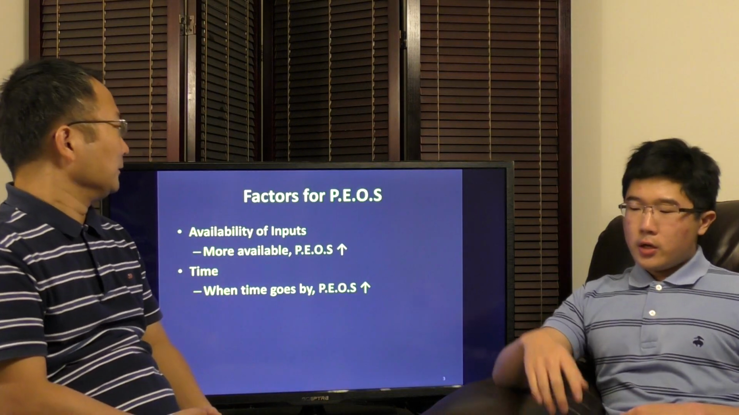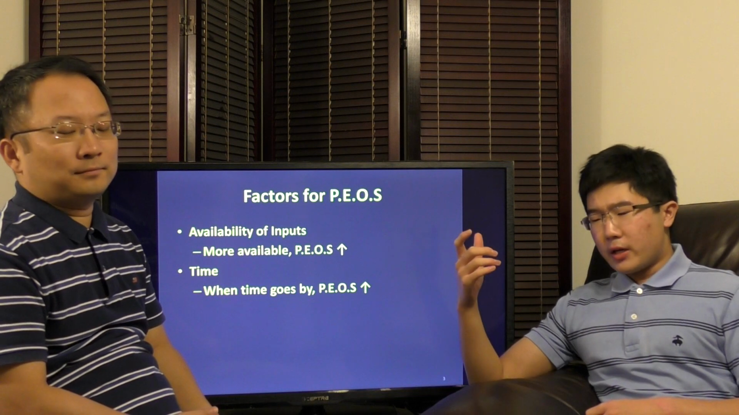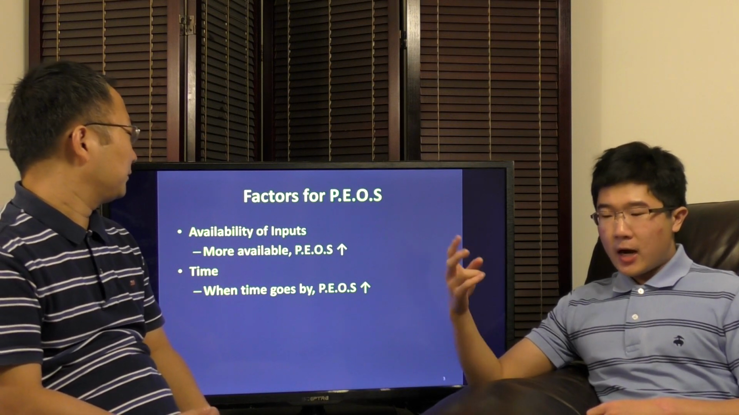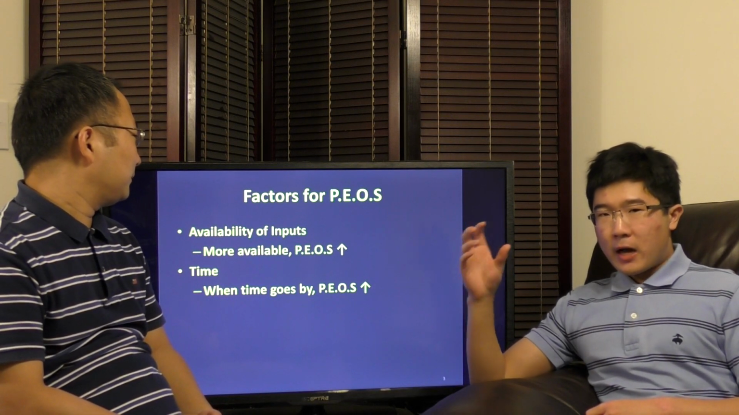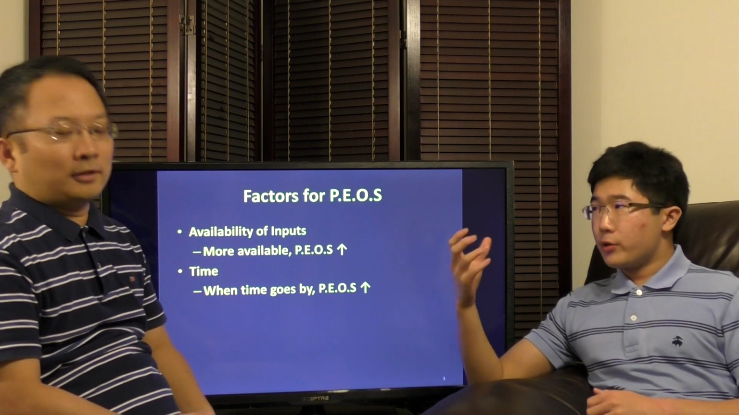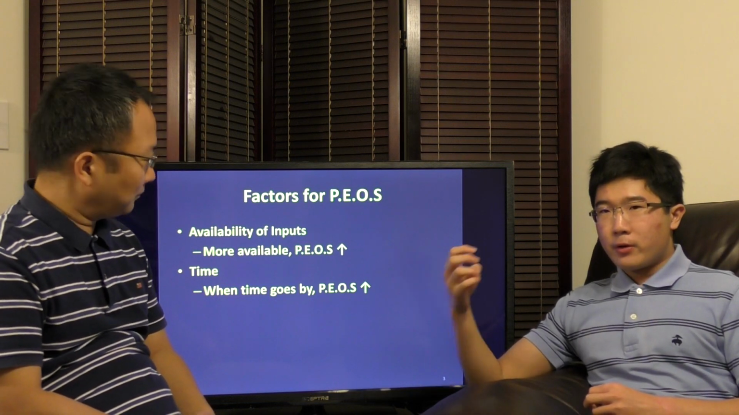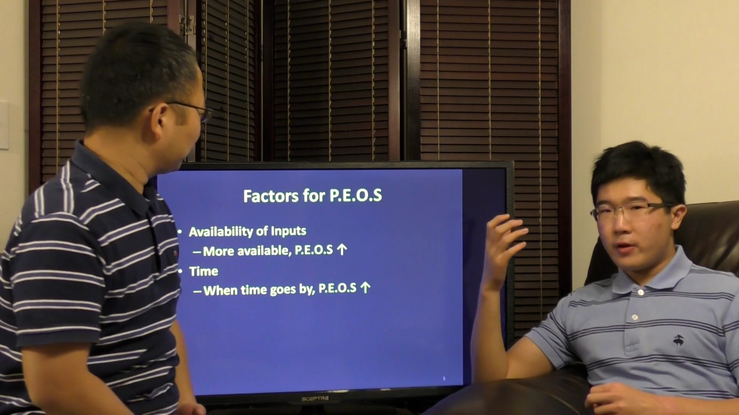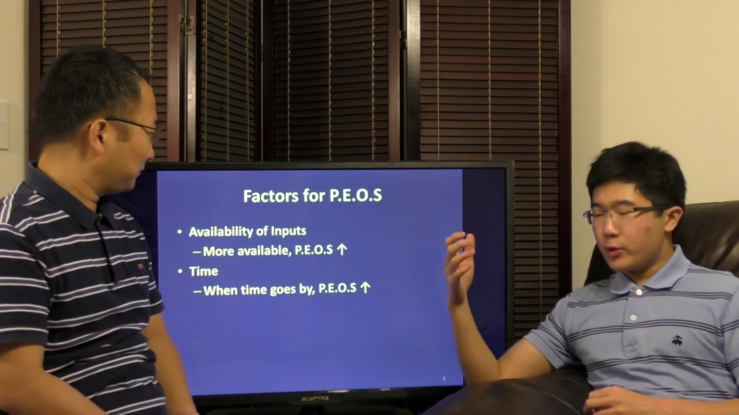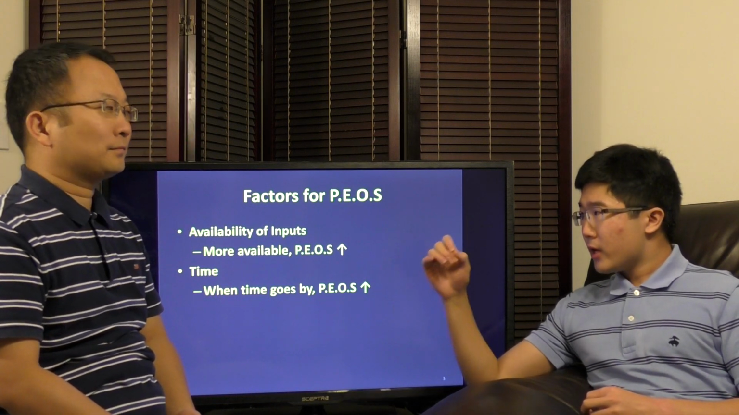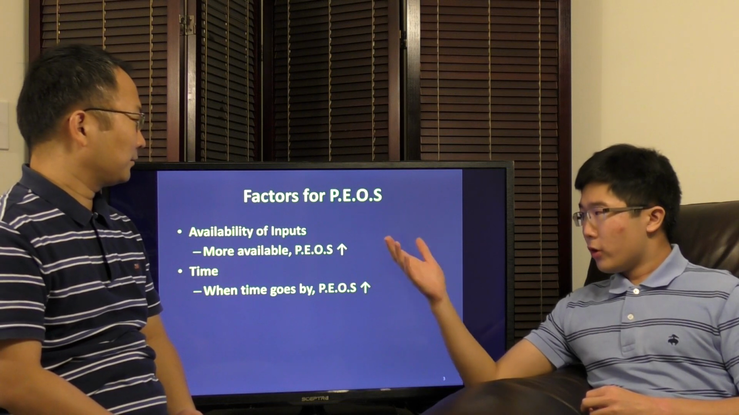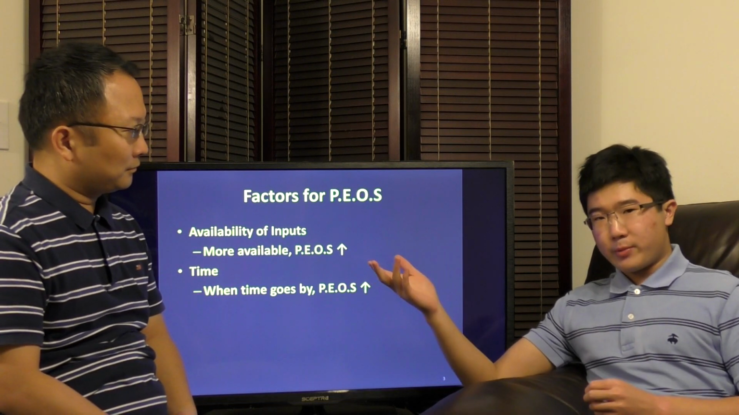Okay. So what are the factors for price elasticity of supply? Well, we have availability of inputs, and time. Really, it all comes back to the flexibility of the supplier, of the producer. If they're flexible in how they can change their inputs and then change their production, then you can increase the price elasticity of supply. And so with availability of inputs, the more available, the PEOS increases, obviously, because they're more flexible.